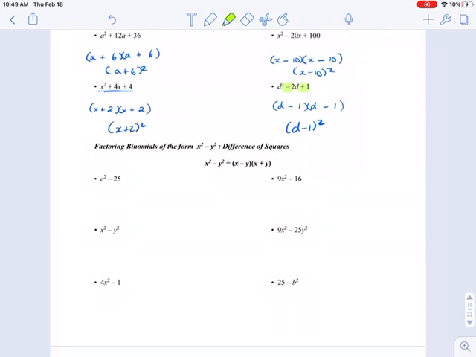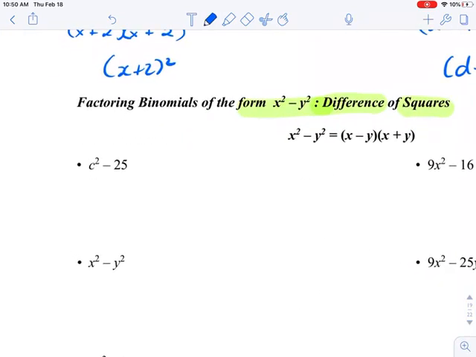This is another pattern of binomial, and it's called a difference of squares. So what does a difference of squares mean? Well, the word difference means to subtract, and squares, we know what squares are. They're the same thing multiplied by itself. So let's take a look at this first one here, c squared minus 25. So difference of squares, both of these are perfect squares. This is going to be c multiplied by c, and this is 5 multiplied by 5. All right. So let's put those terms in there, c and c, 5 and 5.